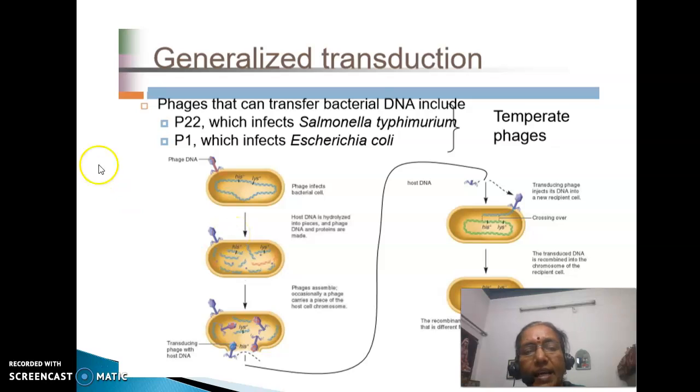So I repeat again, once the phage infects the donor, it picks up some of the bacterial genes, and then generalized transduction is made. This transductant, when it infects another cell which is lacking that marker and is injected, undergoes homologous recombination. So the transduced DNA is recombined into the chromosome of the recipient cell. Because of this, the recipient cell is changed. So this is how the generalized transduction mechanism operates.